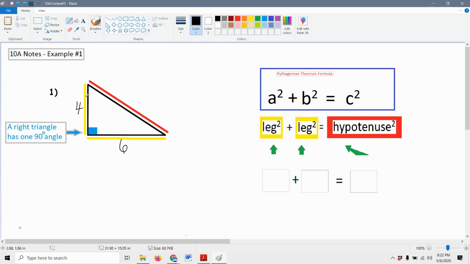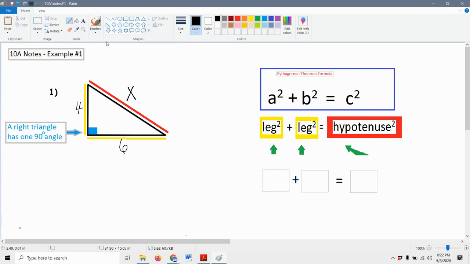So when we look at this triangle, we know that this side is 4 long. This is 6 long. But we don't know how long this is, so we're just going to call it x, okay? And we can use this formula to figure out how long that side is.